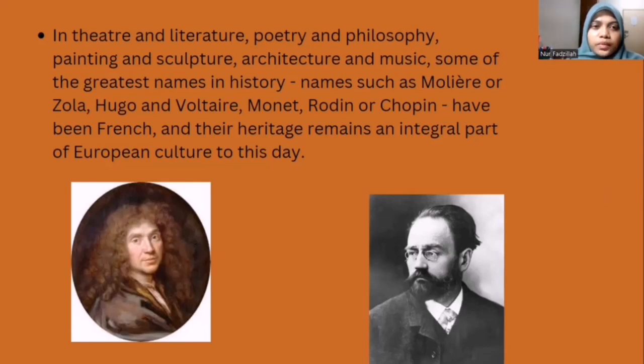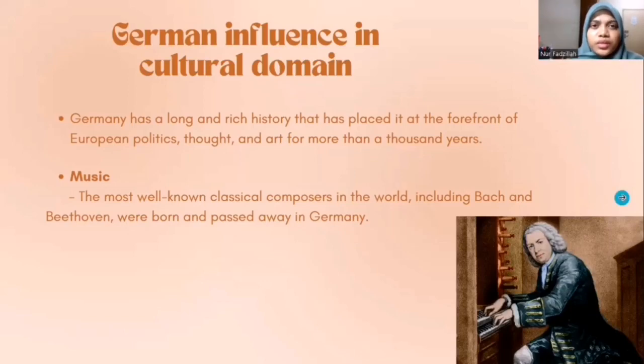I can give you examples of the greatest names in the history of art and music, which are Molière, Zola, Hugo, Voltaire, Monet, Rodin, and Chopin. They are the biggest names in French culture or originated from France, and their work is still used to this day. Germans' influence in the cultural domain is not really different from the French influence.